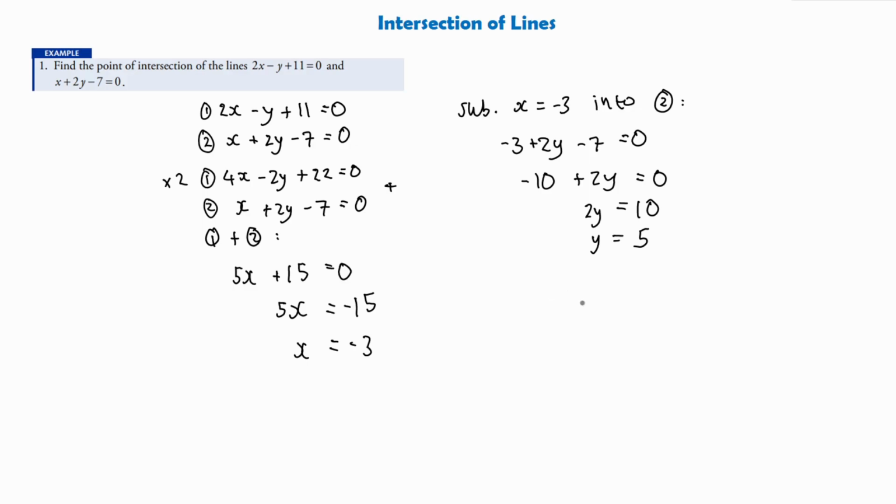Now that we've worked out x and y, we can say the point of intersection. It's always best to write this, just so you know exactly what point you've worked out. The point of intersection is negative 3, 5. And this is just our first way using simultaneous equations.